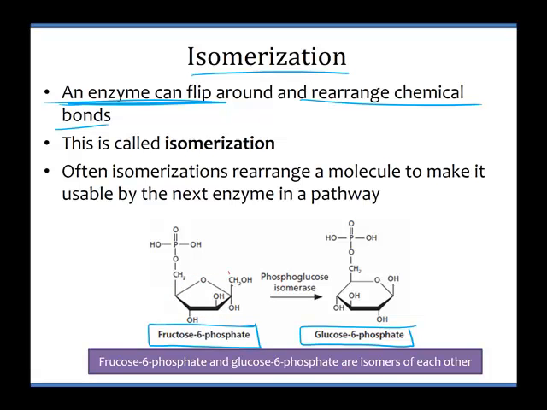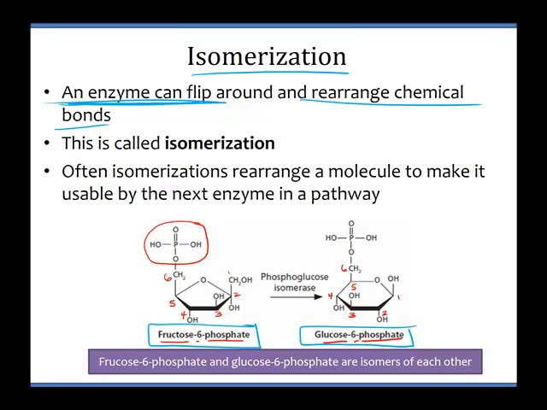Here's carbon number 1, carbon number 2, 3, 4, 5, carbon number 6 right there. There's a phosphate group on carbon number 6. So fructose 6-phosphate. That's why it's called fructose 6-phosphate. Glucose 6-phosphate on the other hand, 1, 2, 3, 4, 5, 6. There's a phosphate group on the 6th carbon of glucose.